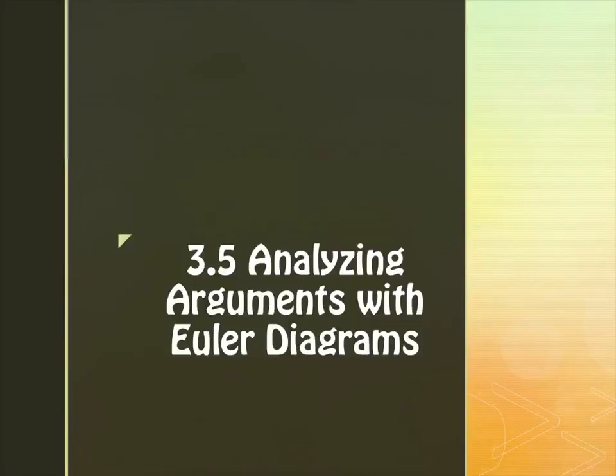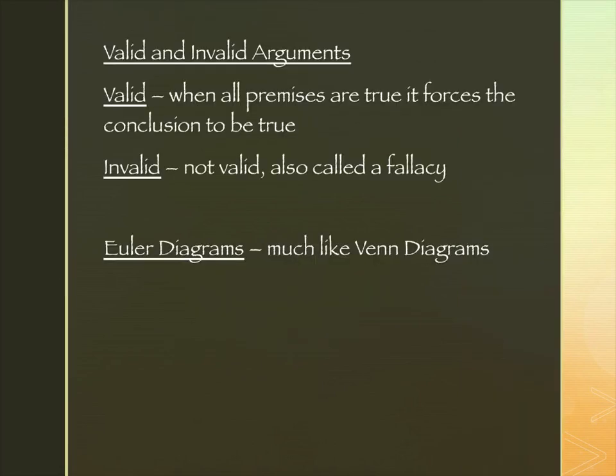All right, in section 3.5, we're going to be analyzing arguments with something called Euler diagrams. That is how it's pronounced, Euler. E-U-L-E-R is Euler, okay? And Euler is a mathematician. He gets credited for this. We use people's names all the time, like the Pythagorean theorem. There's a guy named Pythagoras, right? You know that one probably. Euler was another mathematician. So to start with, valid and invalid arguments, because that's what we're going to be examining.